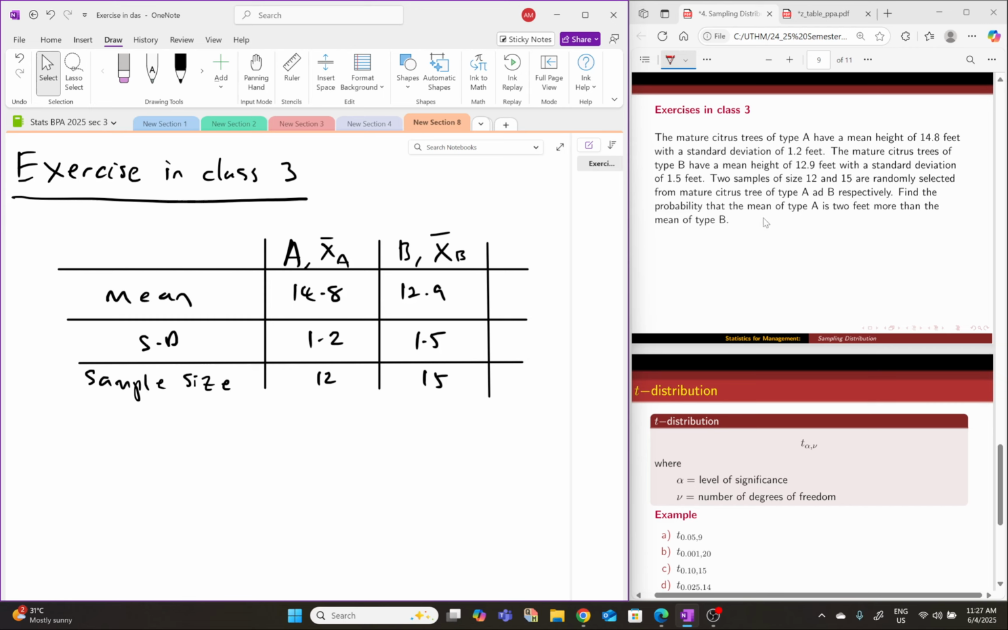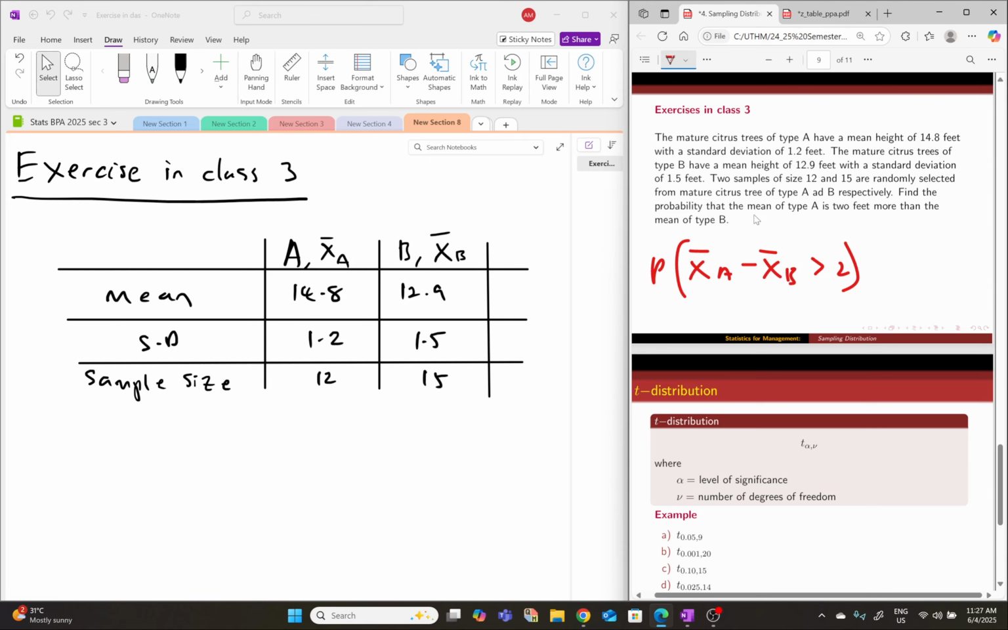Find the probability that mean type of A is 2 feet more than mean type of B. So A is more, okay? A is more. The mean type of A is more than the mean type B. So if I subtract, how much is it more? 2. So you have to think like that. Try to think like that.